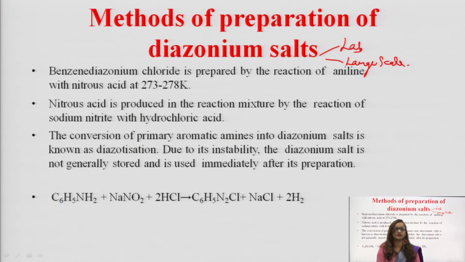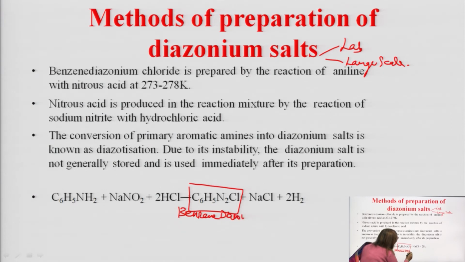We have discussed that benzene diazonium chloride is prepared. Benzene diazonium chloride is our need. What is the formula of that benzene diazonium chloride? This is the formula. This is benzene diazonium chloride. This benzene diazonium chloride is prepared by the reaction of aniline.